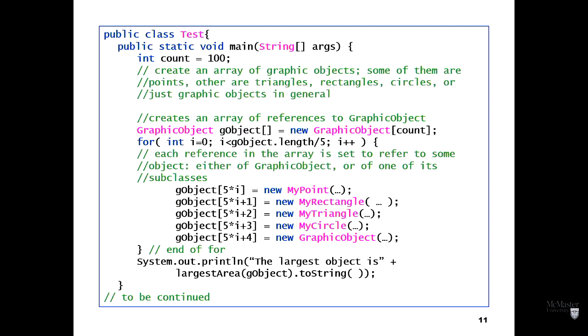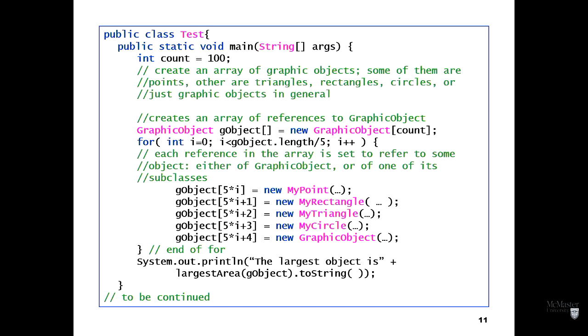So first of all, I create a count of 100 because I want to create an array of 100 objects. What do I do in this line? I create an array of objects. All of them are of the type graphic object, and they have 100. I create a for loop, and because we have 5 types of graphics, I'm going to take every 5 of them. So with 100, that means every 20 will be point, 20 will be rectangle, 20 will be circle, 20 will be triangle, right? This is what we do in this loop.